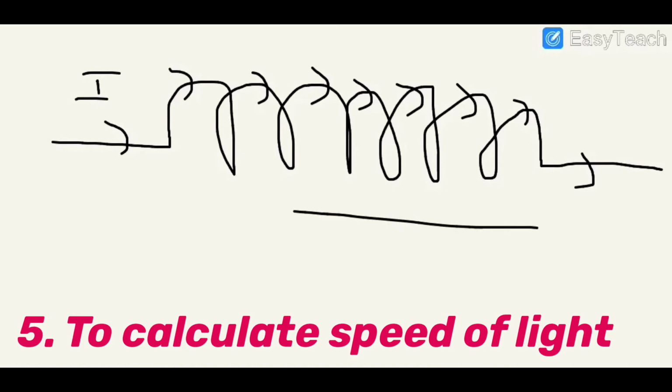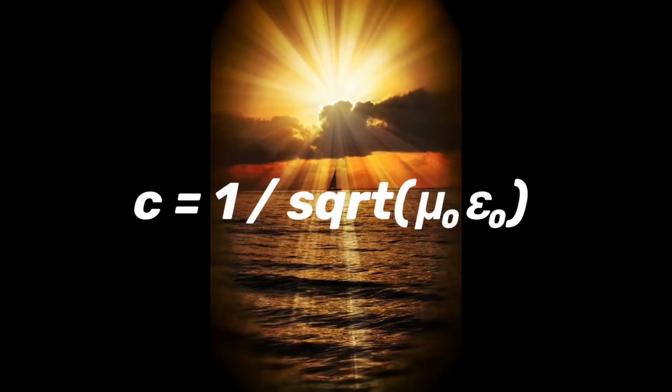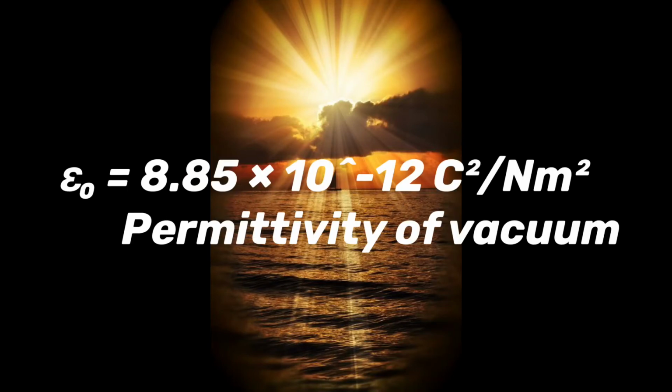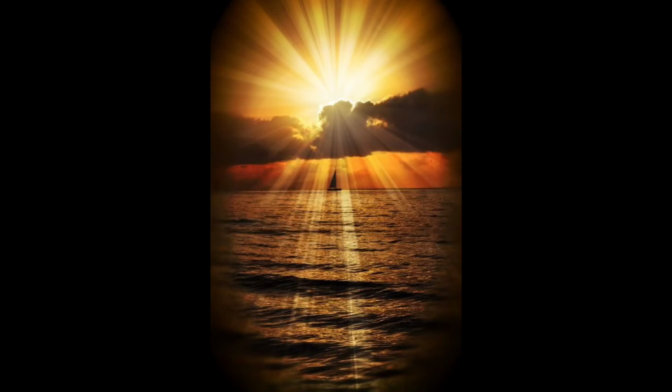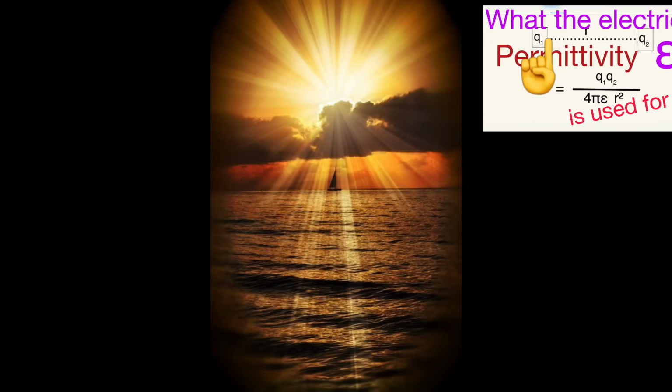5. To calculate the speed of light. Permeability is also used to calculate the speed of light in vacuum, as c is equal to square root of mu naught epsilon naught, where epsilon naught is equal to 8.85 into 10 to the power minus 12 coulomb square per Newton meter square. This is the electric permittivity of vacuum. For a medium, both permittivity and permeability are taken as their relative values. In the 5 examples mentioned earlier, the permeability of vacuum is used. For real applications, a medium is present, for which the corresponding relative permeability is used.